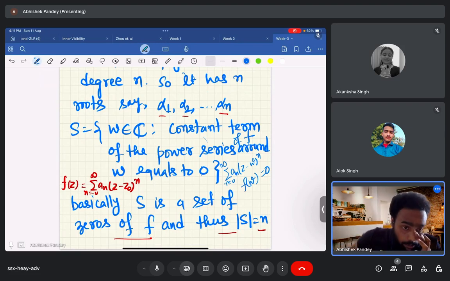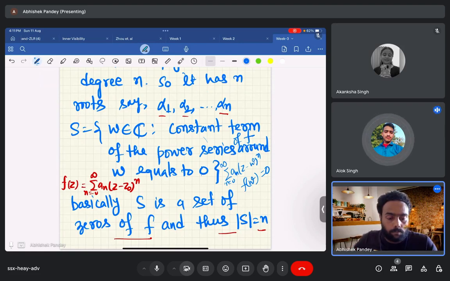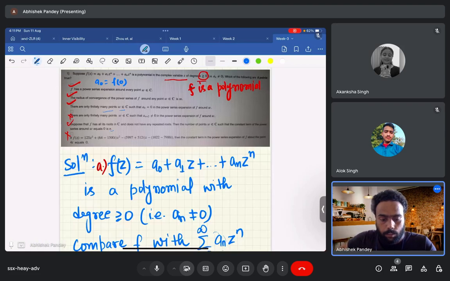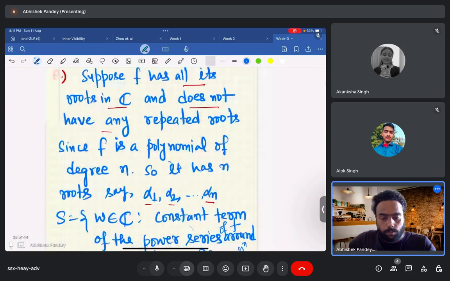Is it clear? Yes. So f, and hence the cardinality of S will be n only. So this option is also correct. Okay. Now let us see the next one.